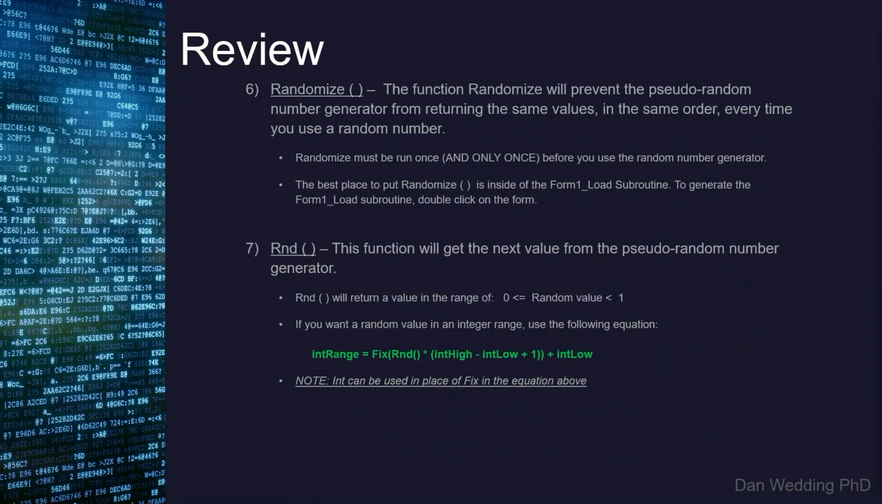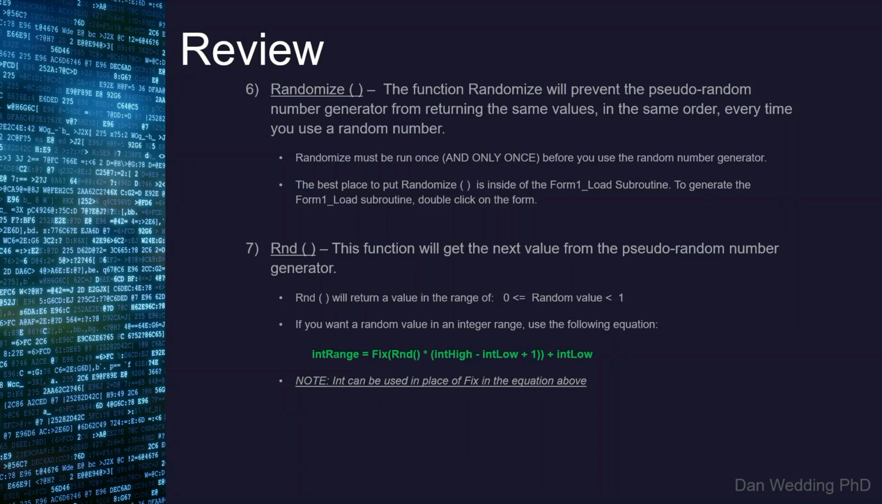The function randomize will prevent the pseudo-random number generator from returning the same values in the same order every time you use a random number. Randomize must be run once and only once before you use the random number generator. The best place to put randomize is inside of the form1 load subroutine. To generate the form1 load subroutine, double-click on the form.